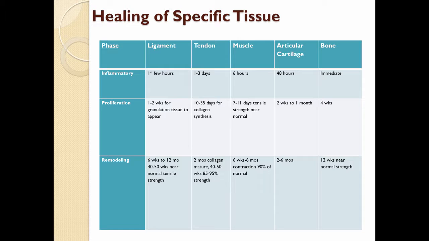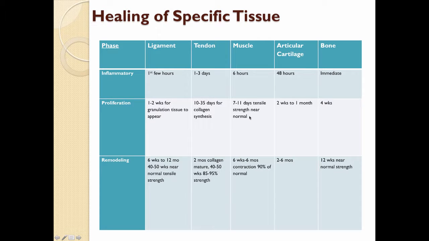Whereas the tendon, it too starts early, 1 to 3 days, and takes 10 to 35 days for collagen synthesis to occur. Then at 2 months the collagen is mature, and at 40 to 50 weeks it is 85 to 90% strong. And then muscle, the inflammatory phase begins at about 6 hours. By 7 to 11 days, the tensile strength is near normal. So we see a big shift between muscle and tendon.